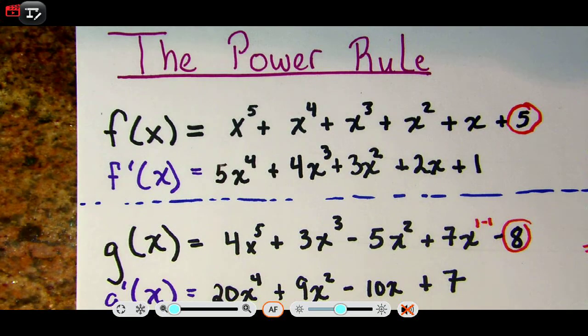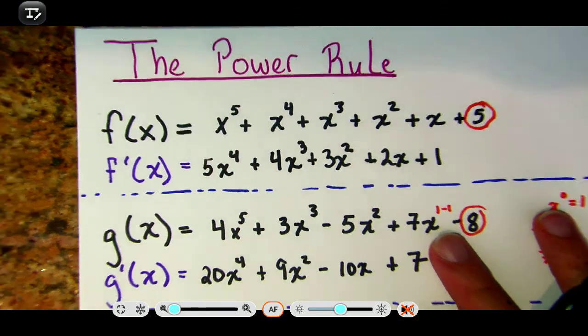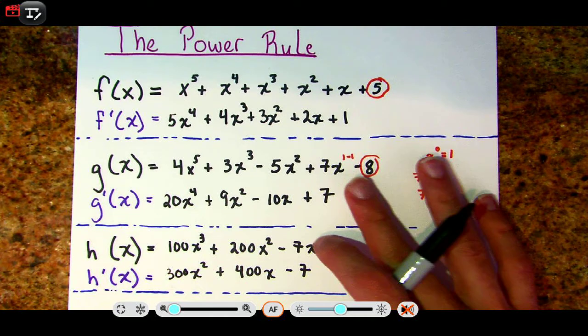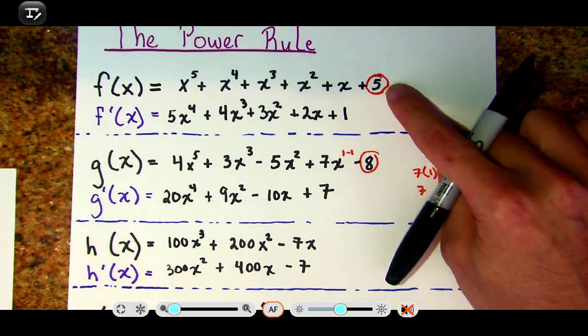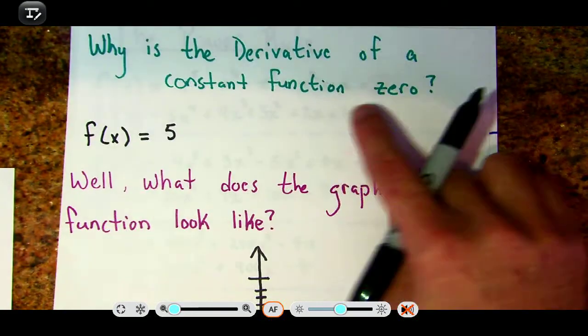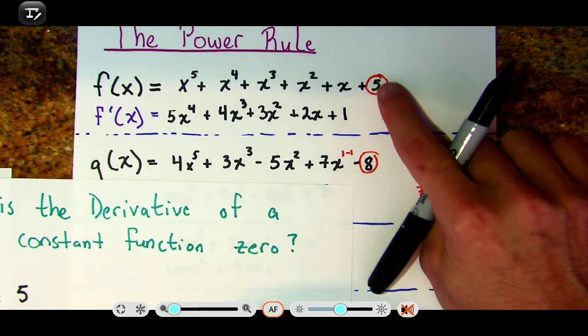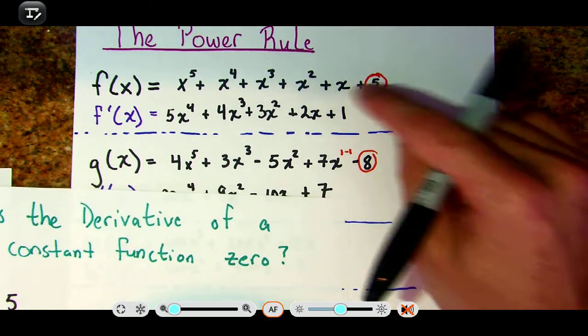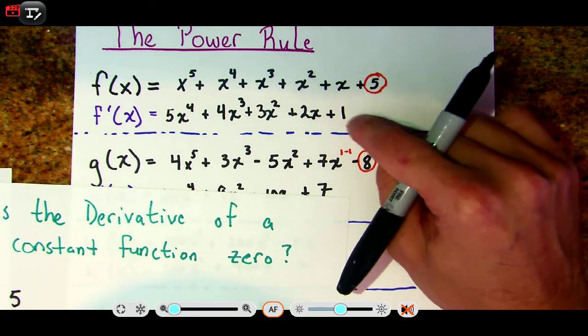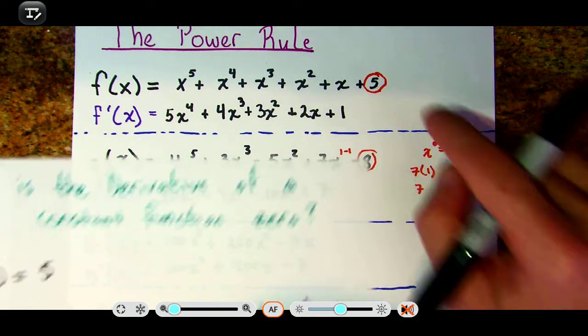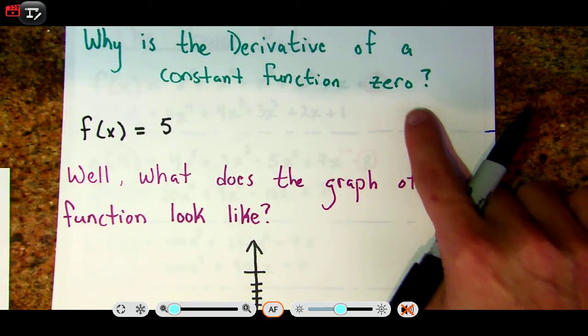Okay, so yeah, this is a very nice key little tool. One quick thing I wanted to show you was why the derivative of a constant function is 0. Notice that when we had the derivative of x, it was 1, but the derivative of 5 is 0, and the derivative of negative 8 is 0. The derivative of any constant function is 0. So I'll just quickly explain why.